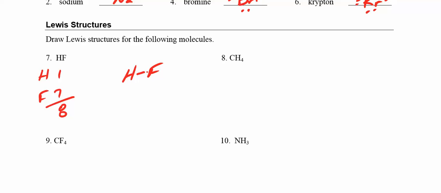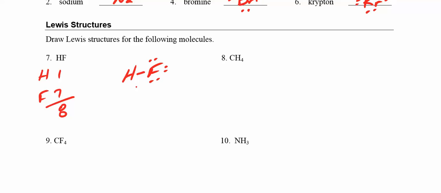Where do we put them? Well, we're going to put them around the fluorine. 2 here, 2 here, 2 here, and 2 there, just like that. That uses up the 8 total valence electrons and completes the structure because hydrogen feels as though it has 2 electrons in this bond, and fluorine feels as though it has 2, 4, 6, 8 electrons surrounding it. So it's a reasonable structure.